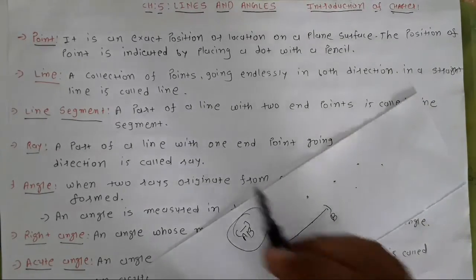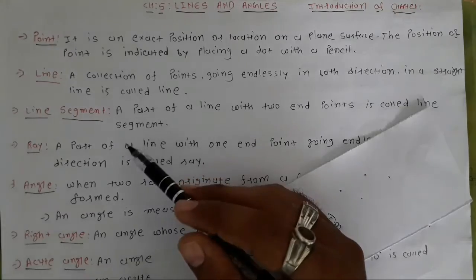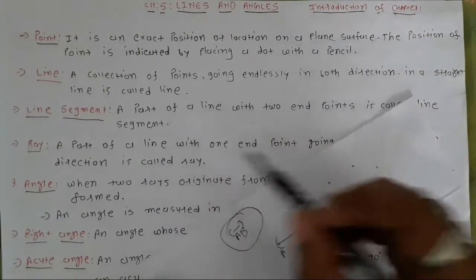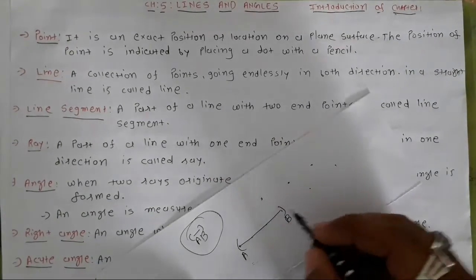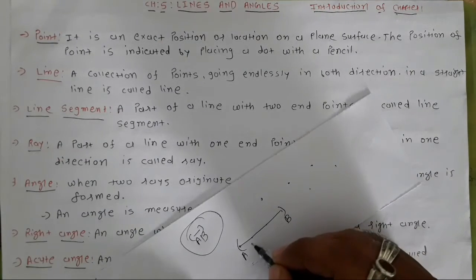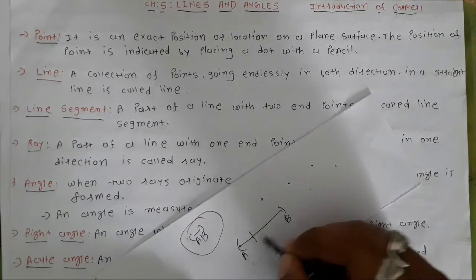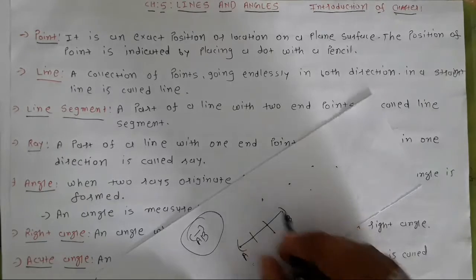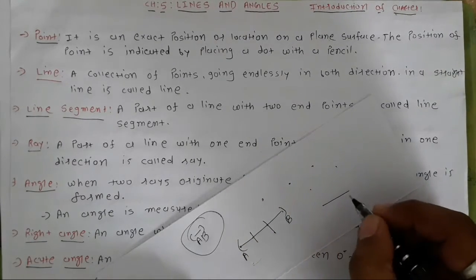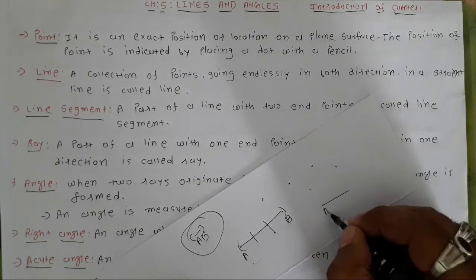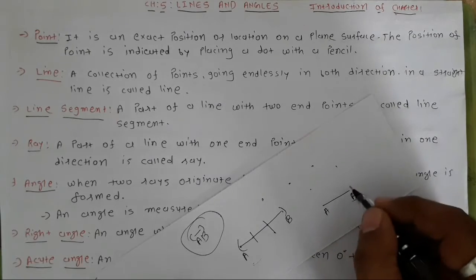Now what is the next topic? The next topic is line segment. In that, first, what is a line segment? Now suppose from this line I am cutting a part of the line, so it will become something like this. So this one we are calling a line segment.